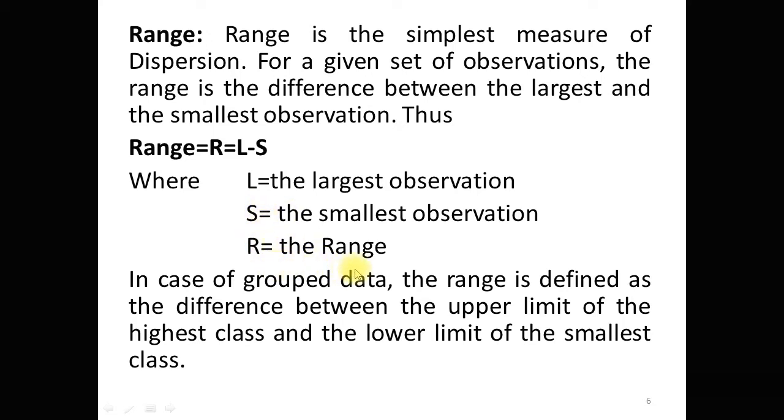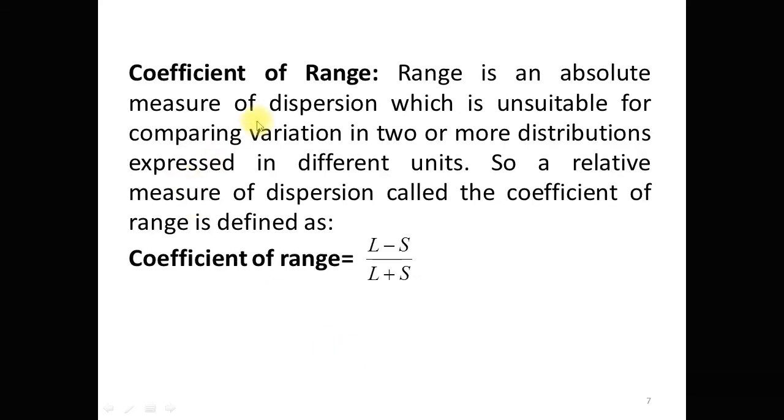In case of grouped data, the range is defined as the difference between the upper limit of the highest class and the lower limit of the smallest class. And the coefficient of range: range is an absolute measure of dispersion which is unsuitable for comparing variation in two or more distributions expressed in different units. So, a relative measure of dispersion called the coefficient of range is defined as: coefficient of range is equal to L minus S divided by L plus S.